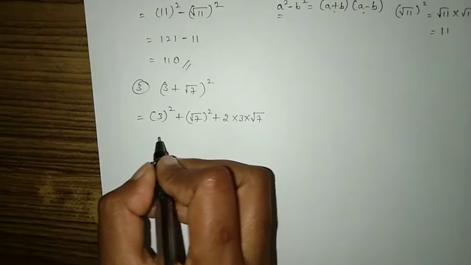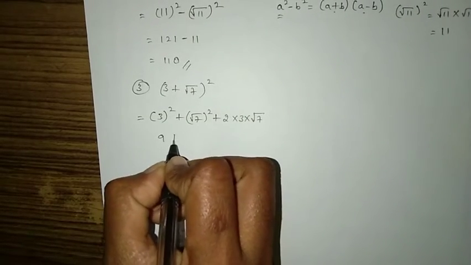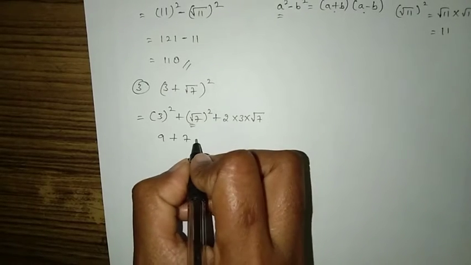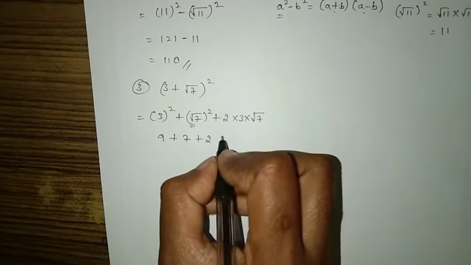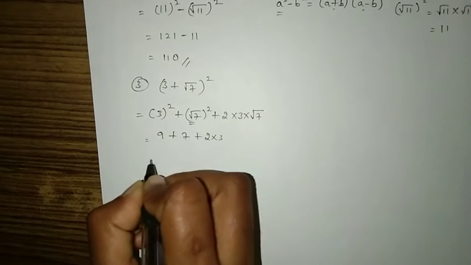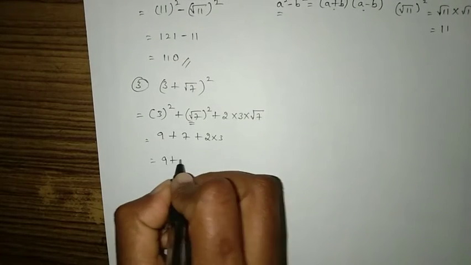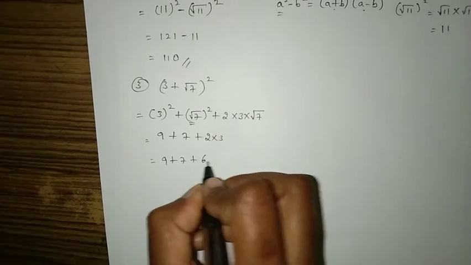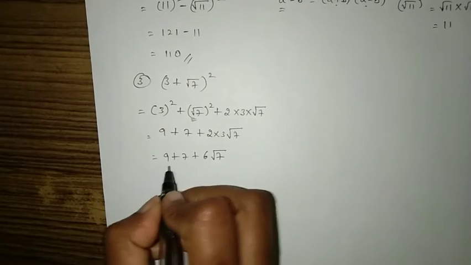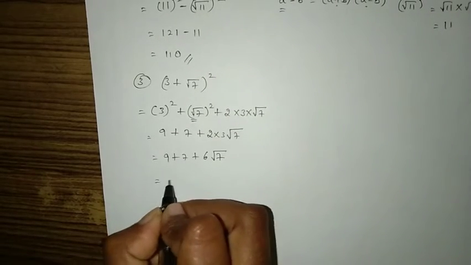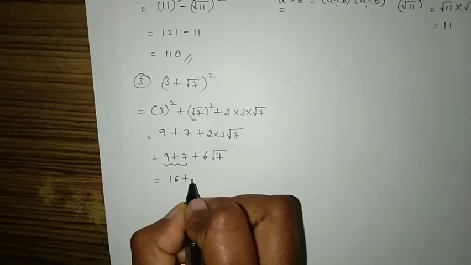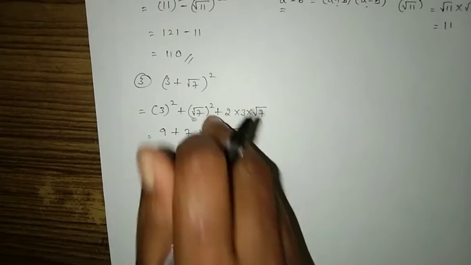So 3 square means 9, plus this becomes 7, good, plus 2 into 3. So 2 into 3 I will write it in the next step as 6 into root 7 into root 7. So let's add this. This becomes 16 plus this becomes 16 plus root 7. This is the answer for this.